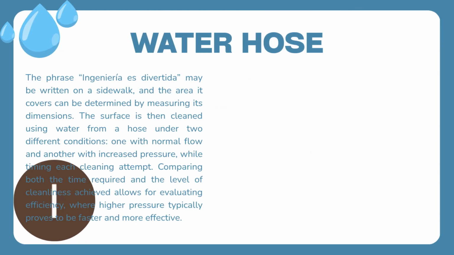The phrase "engineering is fun" can be written on a sidewalk, and the area it occupies can be measured by calculating its length and width. The surface is then cleaned using a hose under two conditions: first without added pressure and then with increased pressure, while timing each process. By comparing the cleaning time and the effectiveness of ink removal in both cases, it is possible to determine which method is more efficient, with higher pressure typically resulting in faster and more thorough cleaning.